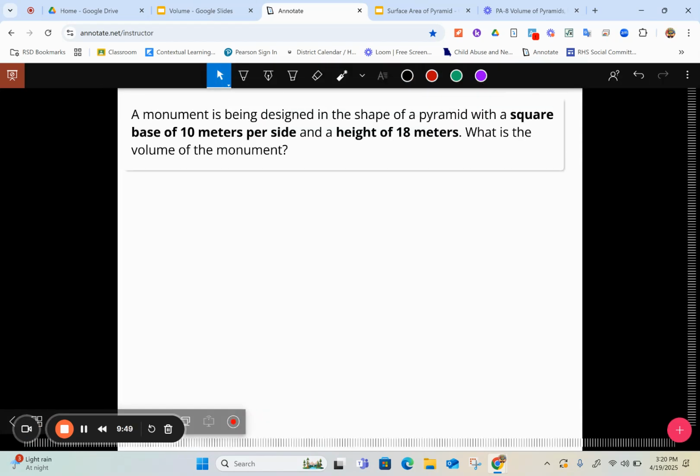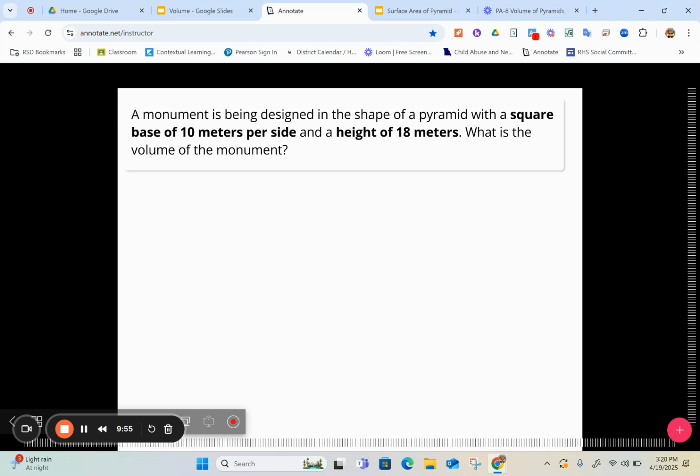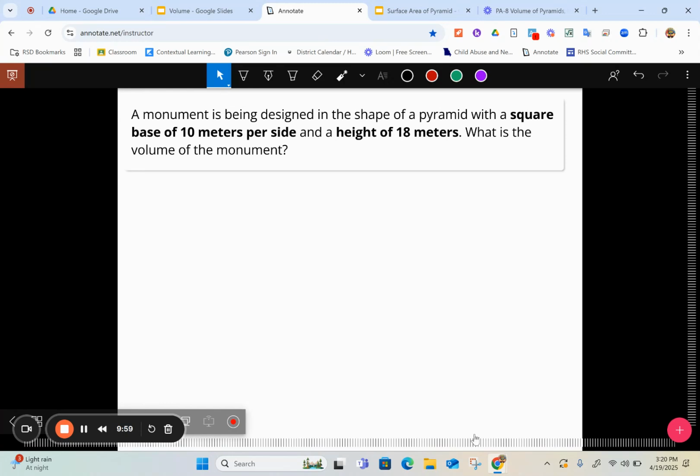All right, what's last? I think it's our last one here. It says a monument is being designed in the shape of a pyramid with a square base and a height of this. What's the volume of the monument? Straightforward, right? Volume of a square pyramid, remember, is 1/3 base times height. That's the volume of a pyramid. Our base this time is a square. This is our base.